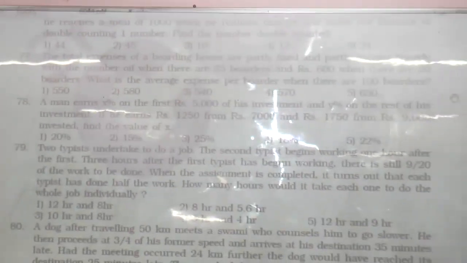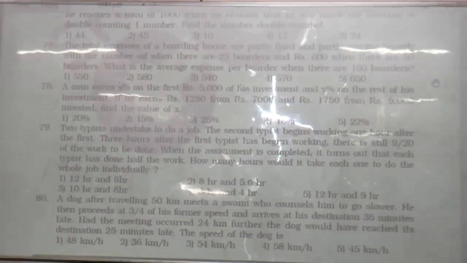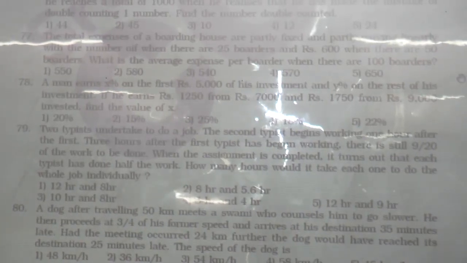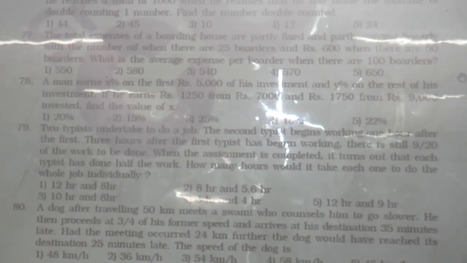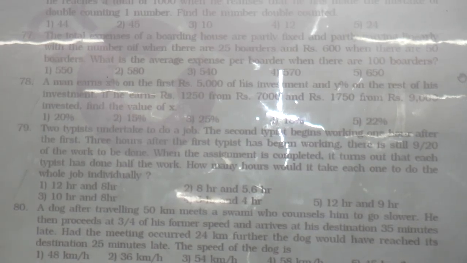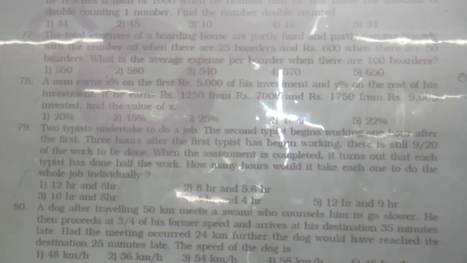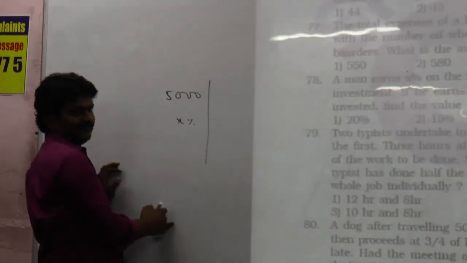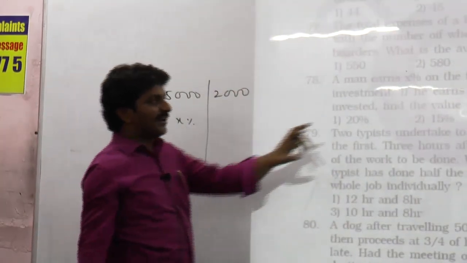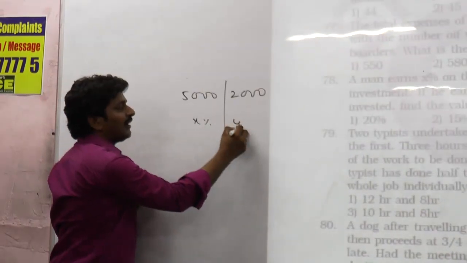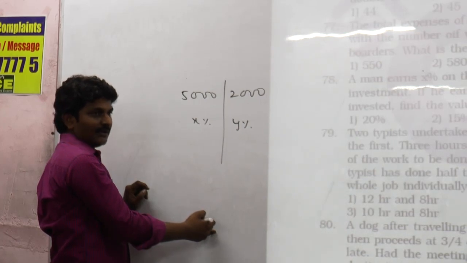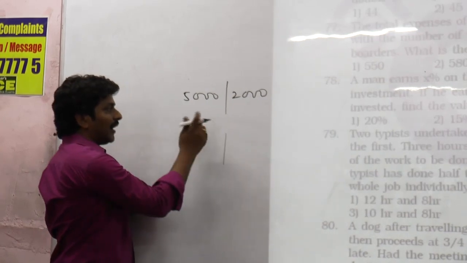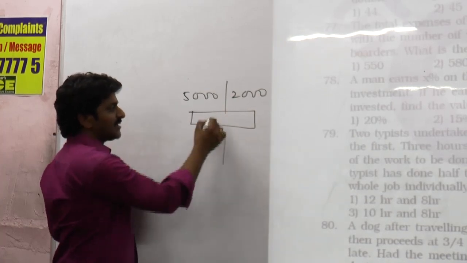Next, 78. A man earns X% on the first 5,000 of his investment and Y% on the rest of his investment. If he earns 1250 for 7,000, that is 5,000 plus 2,000, and 1750 for 9,000, find the value of X, right? So on the first 5,000, he will get X%. And for 7,000, it is 5,000 plus 2,000, he will get Y%. And this value is given as 1250.